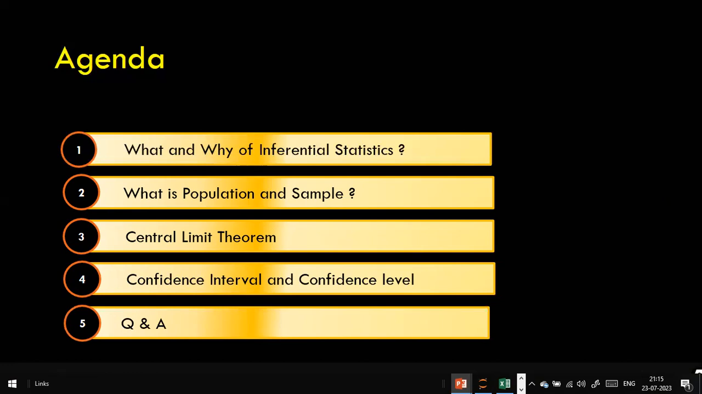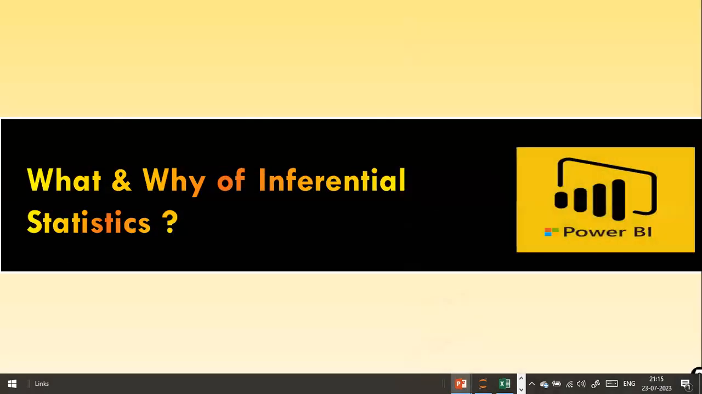The first thing first, what is inferential statistics? Why do we need to use inferential statistics? As I said in the very first session, there are two branches in statistics. One is the descriptive statistics, the other one is the inferential statistics. Within the descriptive statistics itself, we have seen the measures of central tendency, and we discussed measures of dispersion.